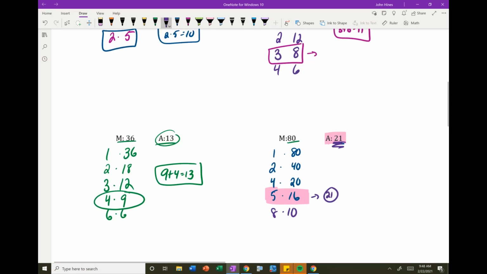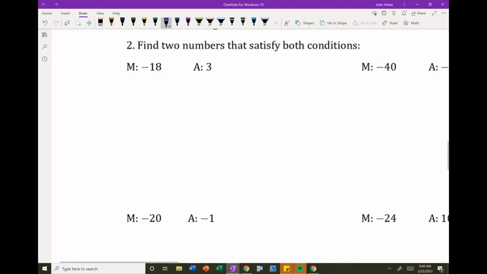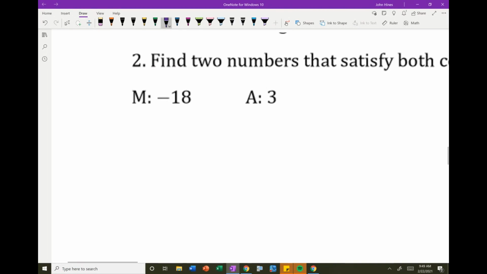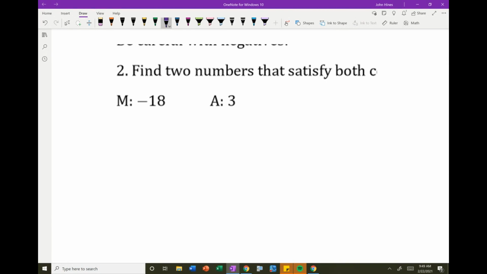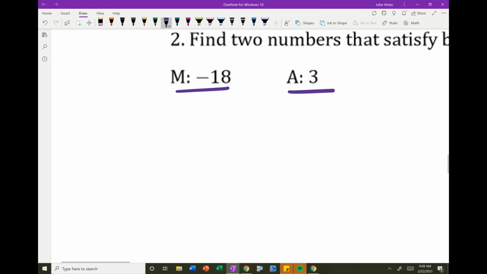So this is great when we deal with positive numbers, but there's these things called negative numbers that we need to deal with. So find me two numbers, same idea, that multiply to negative 18 that add to 3. Notice we're multiplying to a negative number.